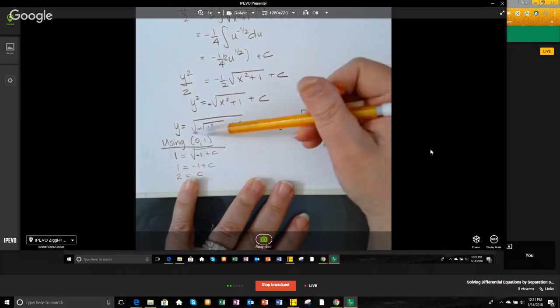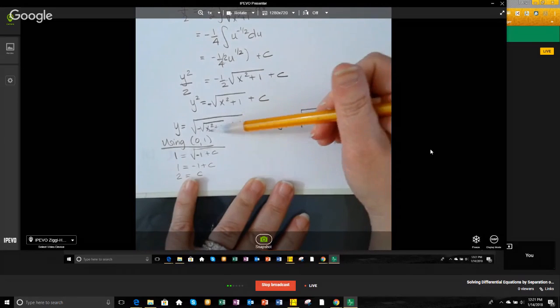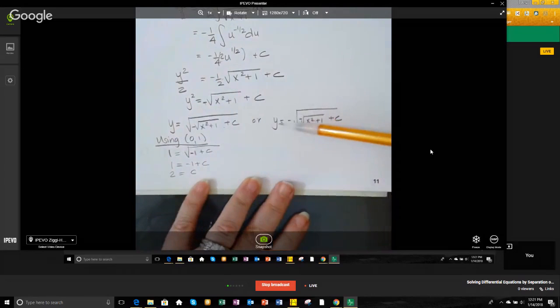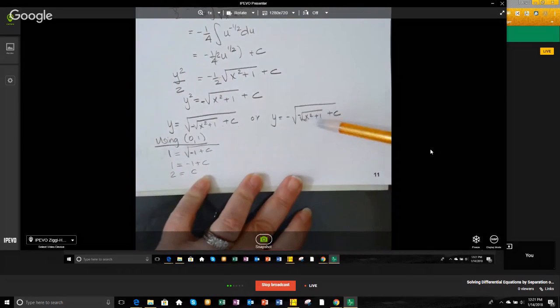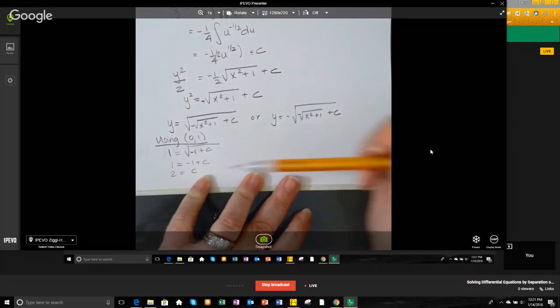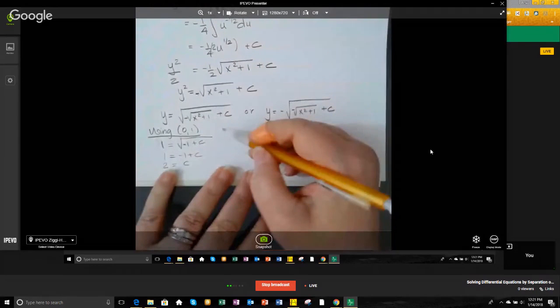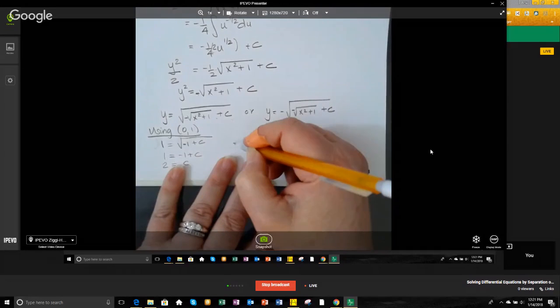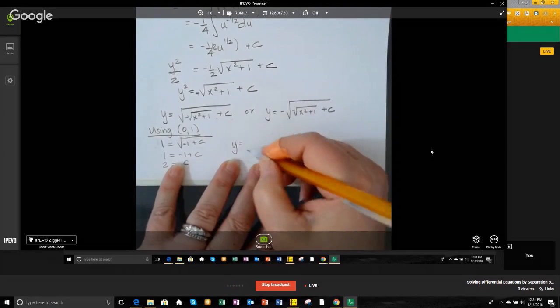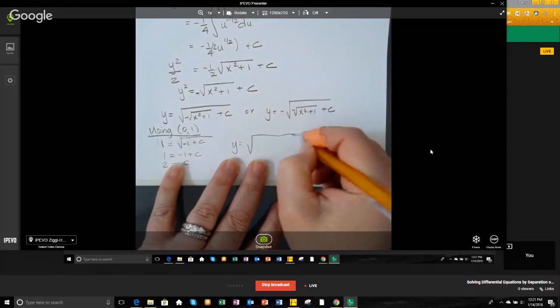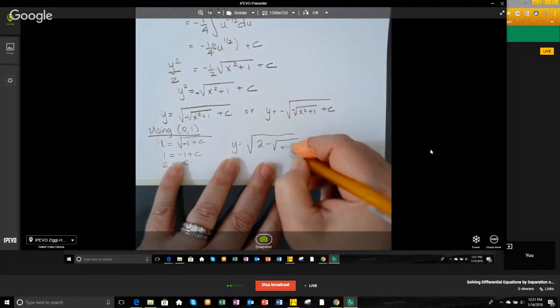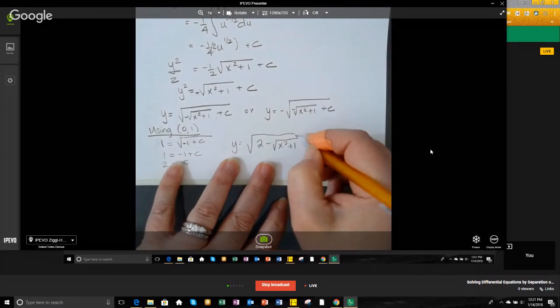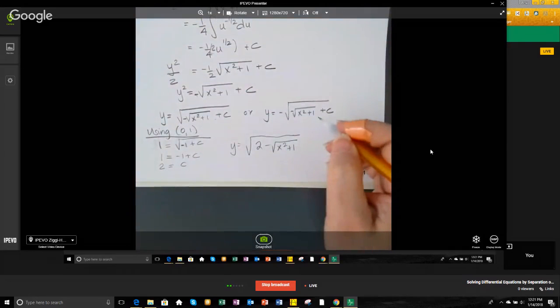So my solution is going to be y equals negative square root of the square root of x squared plus 1 plus c. All right, so my particular solution here is y equals the square root of 2 minus the square root of x squared plus 1. And that's going to pass through 0, 1.